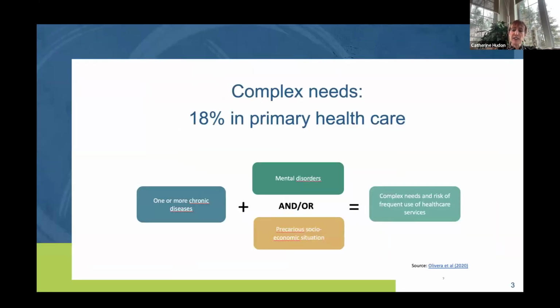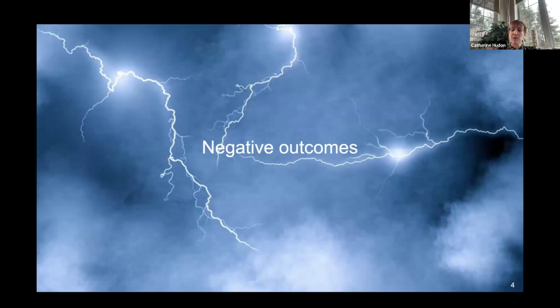This interaction between physical and mental health problems and a precarious socioeconomic situation can result in complex health needs and extensive use of health services. Studies show that nearly 20% of people in primary care have complex needs. This population often has negative experiences and an uncoordinated journey through health and social care systems and suffers from poorer health outcomes and elevated mortality rates. Health and social care providers may feel powerless to meet their needs.